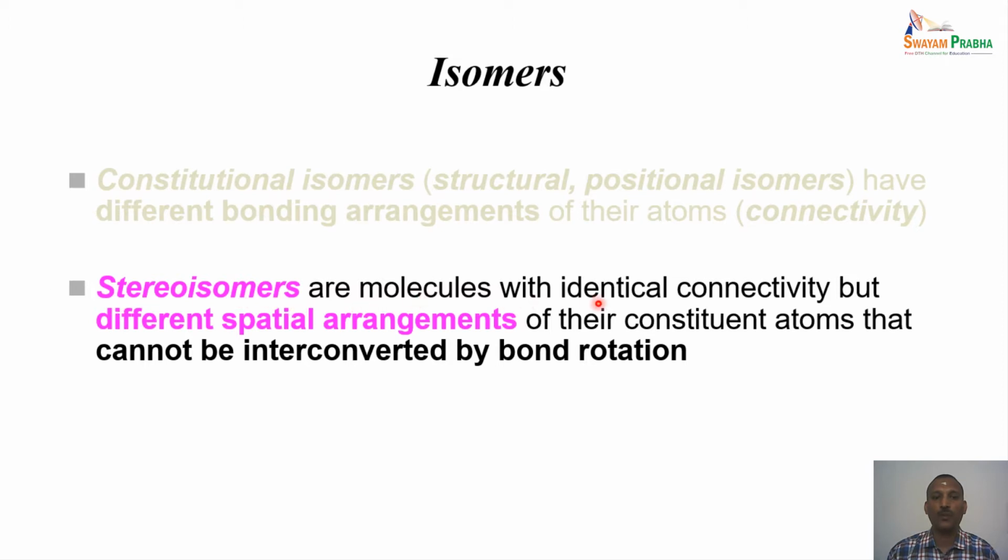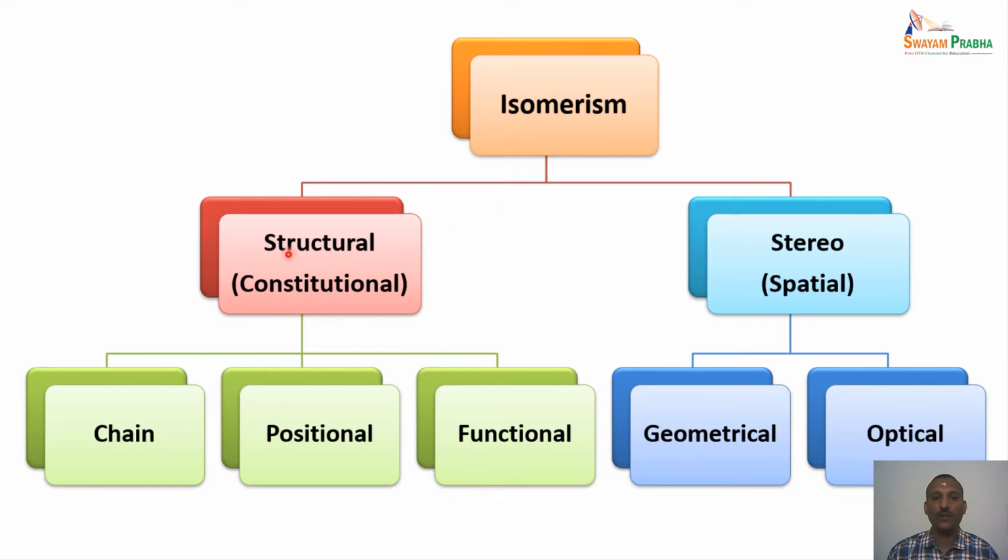Here the molecules will have identical connectivity but different spatial arrangements of their constituent atoms that cannot be interconverted by bond rotation. So this is the most important thing we have to remember. In the case of stereoisomers, bond rotation does not give constitutional isomers. So broadly we have structural isomers or constitutional isomers, and the second one is stereoisomers or spatial isomers. The structural isomers can be further classified into chain isomers, positional isomers, and functional isomers.